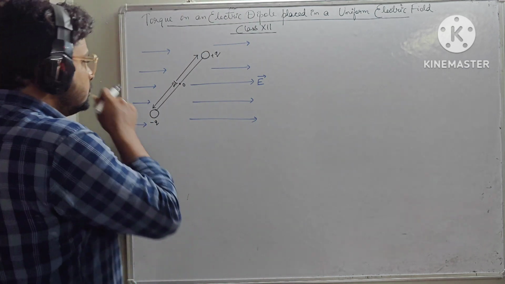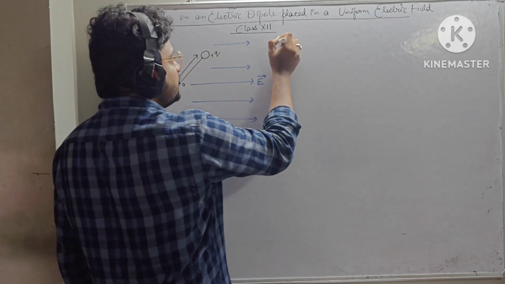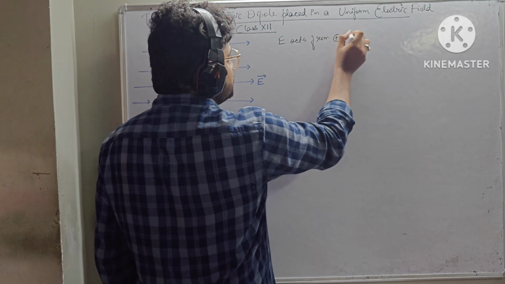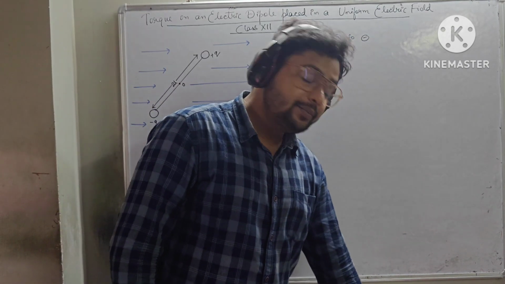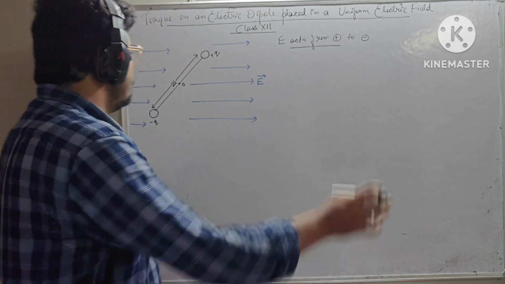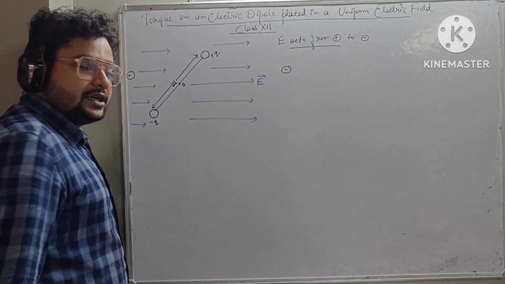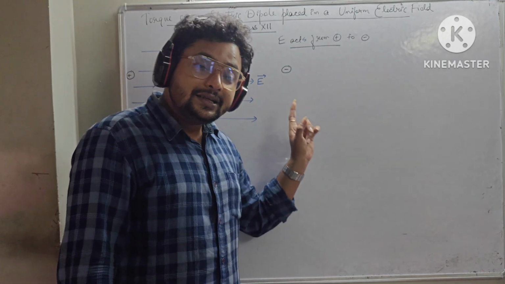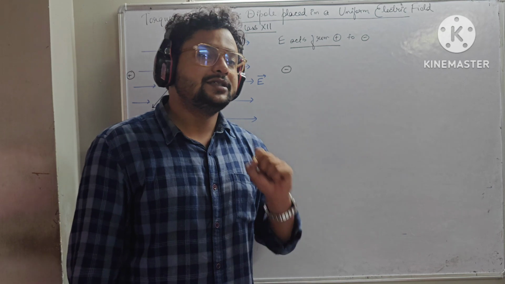Now, you see, I always say that electric field intensity acts from plus charge to minus charge. So E acts from plus charge to minus charge. That means if the external electric field is acting in this direction, on this side there must be a plus charge, and on this side there must be a negative charge. Remember, this plus and minus has no relation with the plus and minus of the electric dipole. This is an external electric field inside which the dipole has been placed.